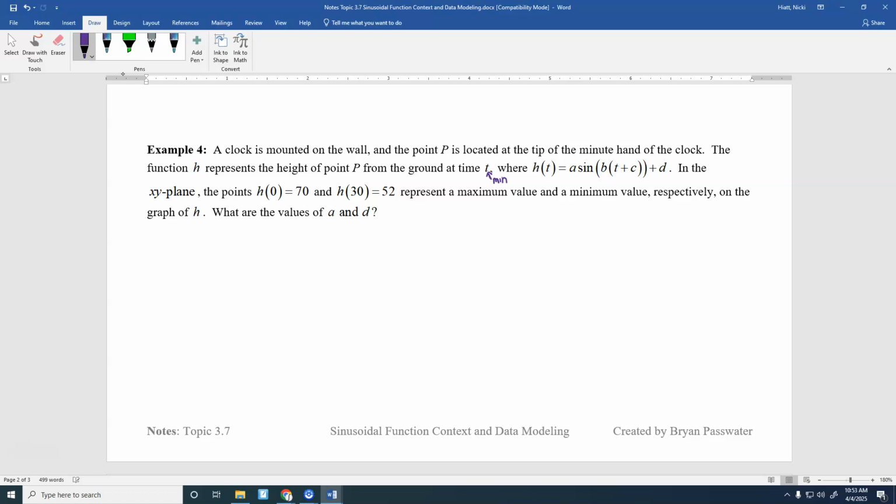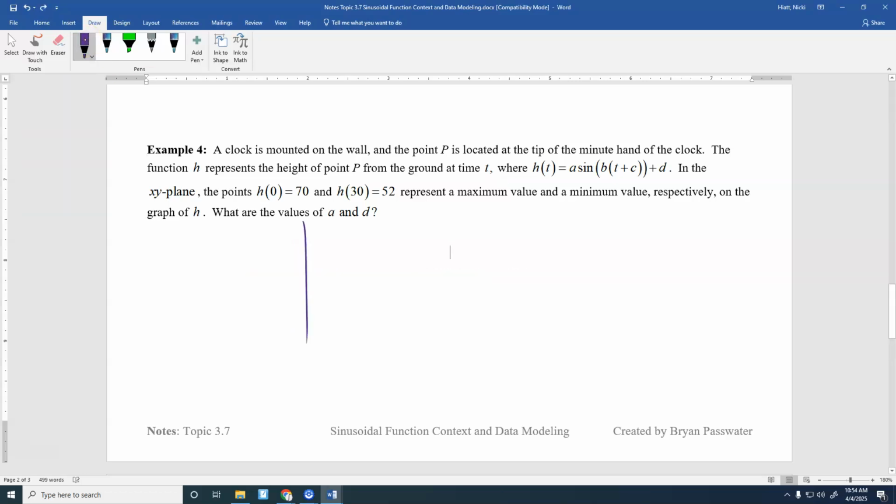And so in this case, 70 is our highest and 52 is our lowest, right? So 52 is your lowest because the clock is on the wall and it's not touching the ground, right? It doesn't go all the way down to 0. So if we think about trying to make a graph for this, at 0, we've got, actually, hold on. I don't really need that.